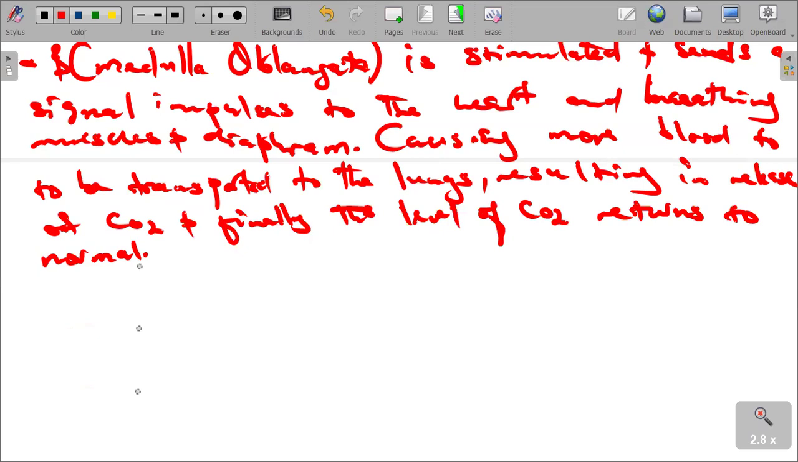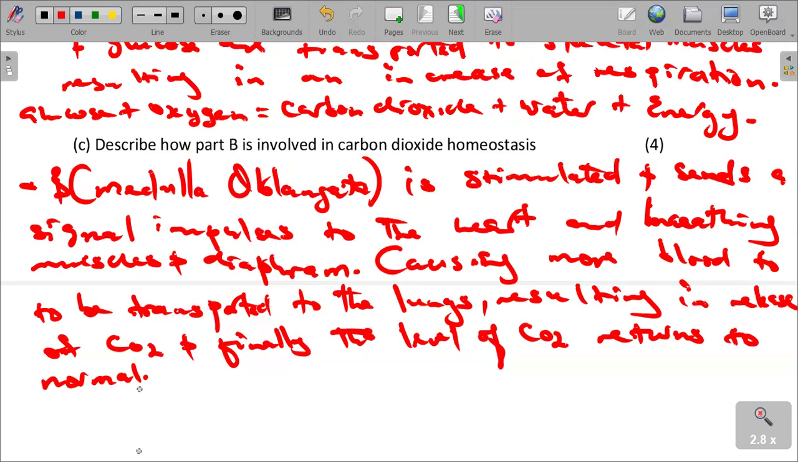So in other words, what you need to know is about the functions of the medulla oblongata, which actually identifies the increase in carbon dioxide in the blood. So therefore, what happens is that blood must be pumped to the lungs, and it is therefore where gaseous exchange will take place, which results in carbon dioxide being released, and then it finally returns to what? To normal. That's what we need to take note of.